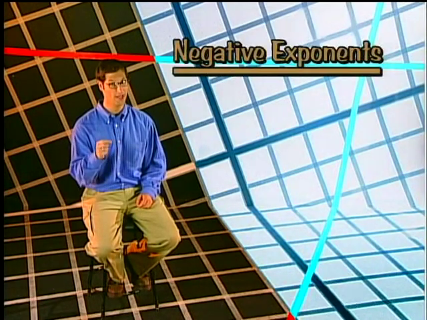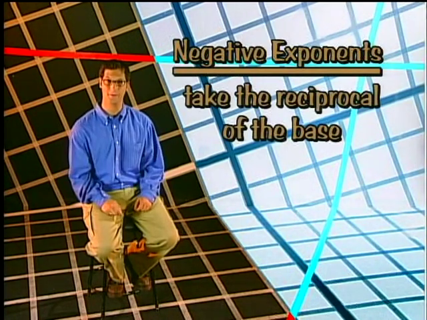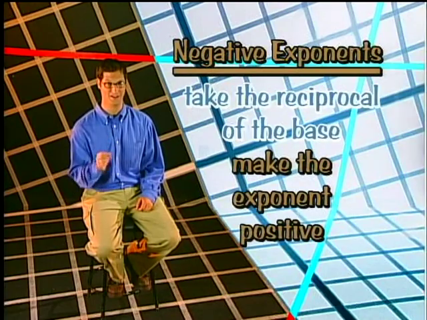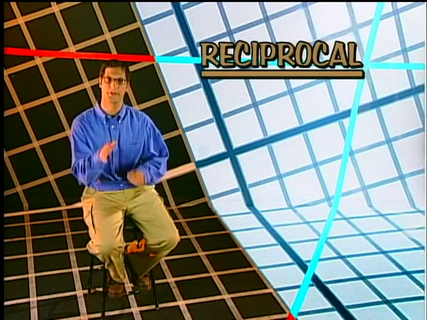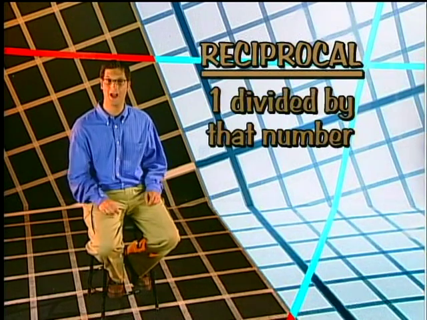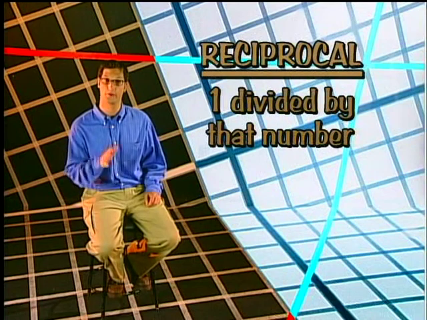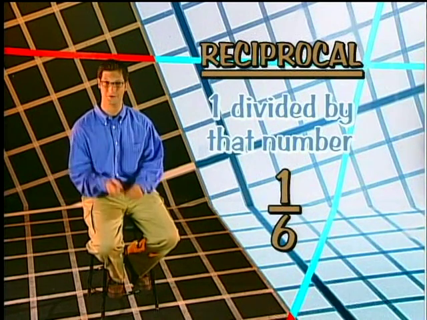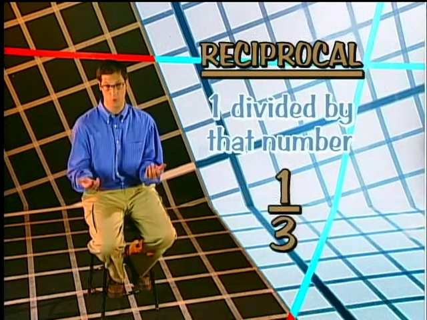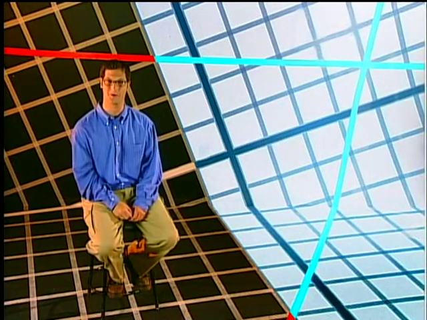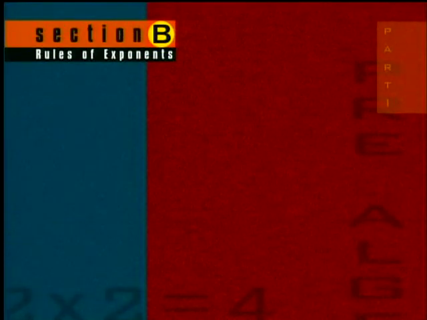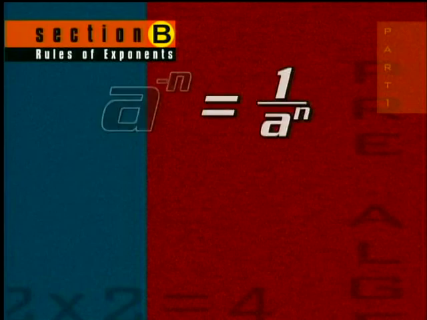All we've got to do with negative exponents is take the reciprocal of the base number and make the exponent positive. The reciprocal? The reciprocal. The reciprocal of a number is just 1 divided by that number. For example, the reciprocal of the number 6 is 1 over 6, and the reciprocal of 3 is 1 over 3. So let's take a look at how we use the reciprocal to make negative exponents positive. If we're talking letters, we're going to see it written like this. a to the negative nth power equals 1 over a to the positive nth power.